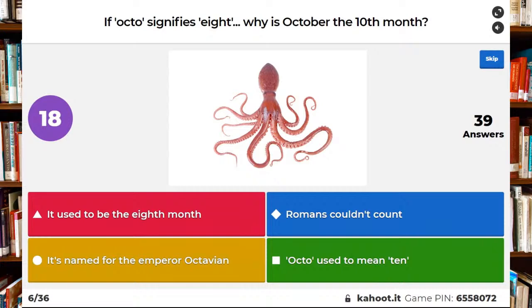I couldn't get a picture of October, so it's an octopus. It works, doesn't it? It does the job. So 10 seconds left. If you haven't got your answer in, time to get it in now.